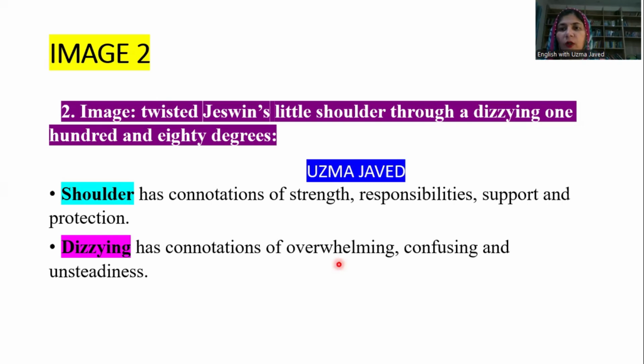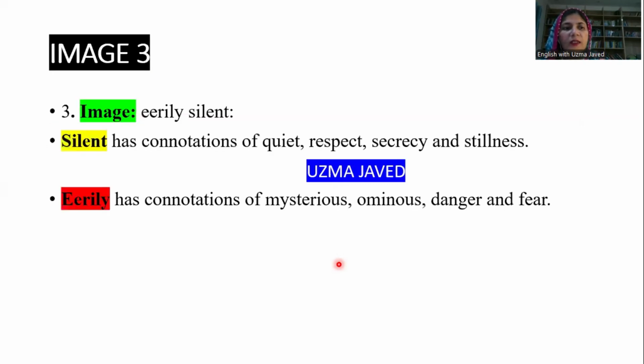So this has the connotations of these three words. The third image is eerily silent. The word silent has connotations of something quiet. Respect, obviously, when you remain silent in the presence of the teachers, it means that you are showing respect for them. And if you make noise, it means that you are disrespecting them. So silent has the connotations of respect.